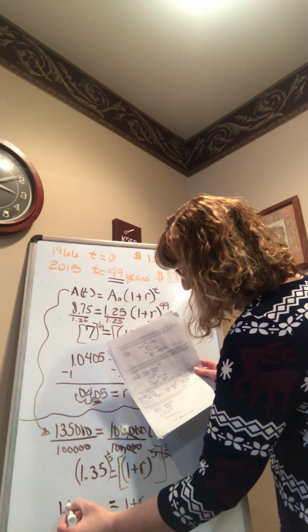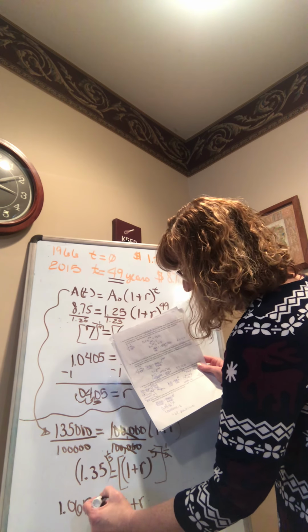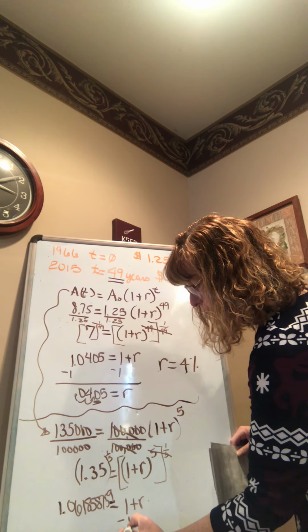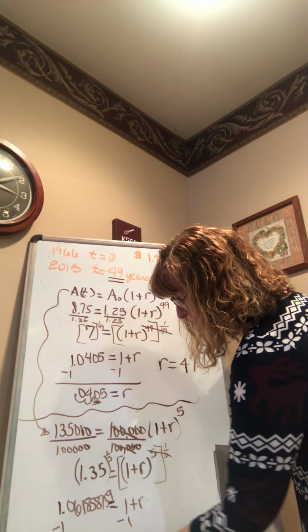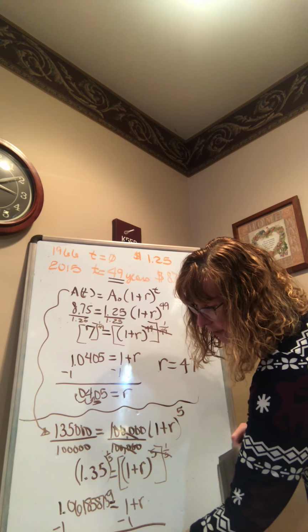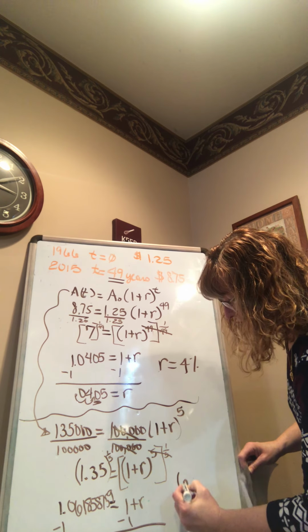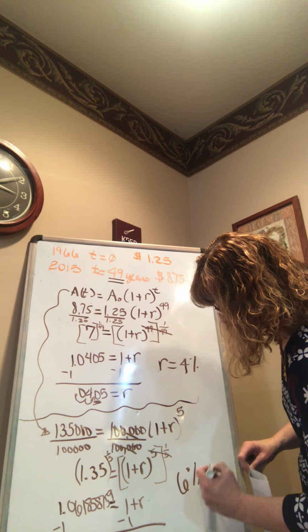And now we have our 1.061858759 minus the 1 from both sides. And you get 0.06185. But they said to the nearest percent, so the decimal moves in twice, you're looking at a 1. So this is a 6% interest rate.